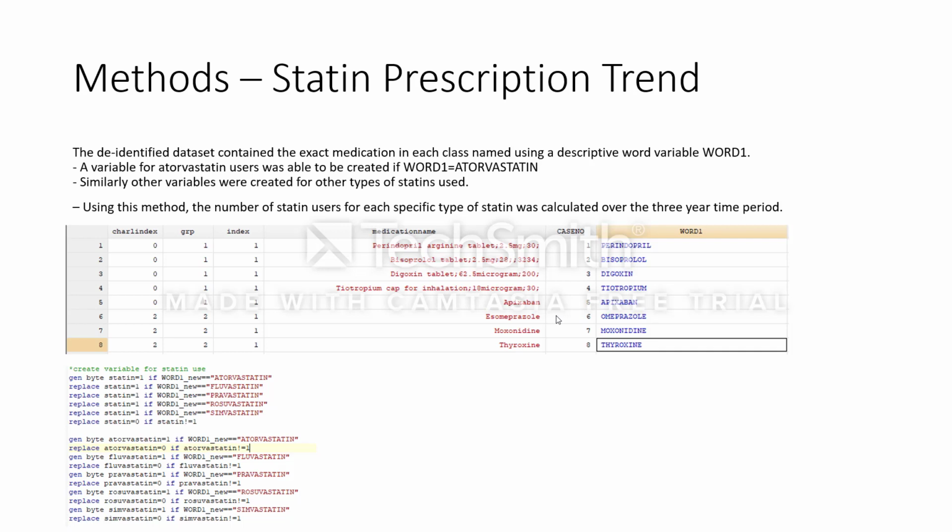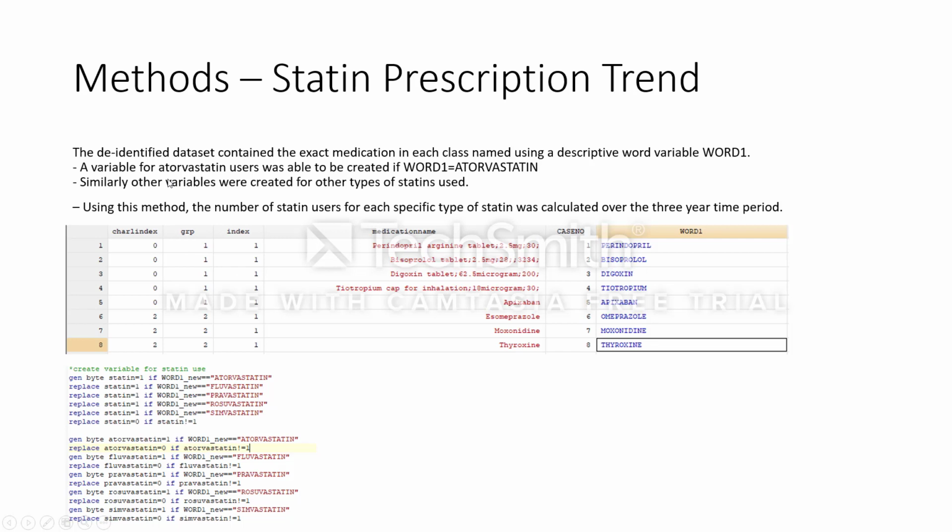So then the de-identified dataset also contained a descriptive word variable called word1, which told me the exact medication that each patient was taking. So for example, you can see here, patient number 1 was taking perindopril, patient number 2 is taking bisoprolol.